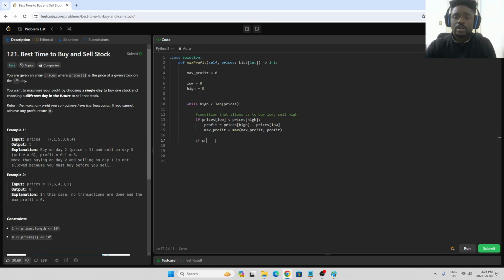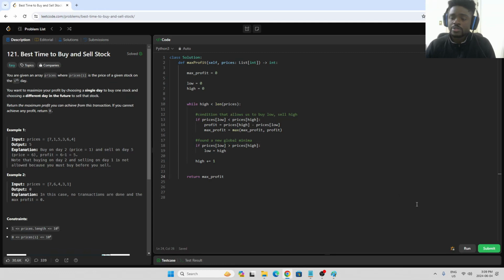So if prices at low is greater than prices at high, we found a new global minima. Then we need to update our low pointer to where our high pointer currently is. Otherwise, we just need to continue to increment our high pointer until we traverse all future days. High plus equals 1. And at the end of this, we just need to return max profit as the question asks for. And this solves this question in linear time.